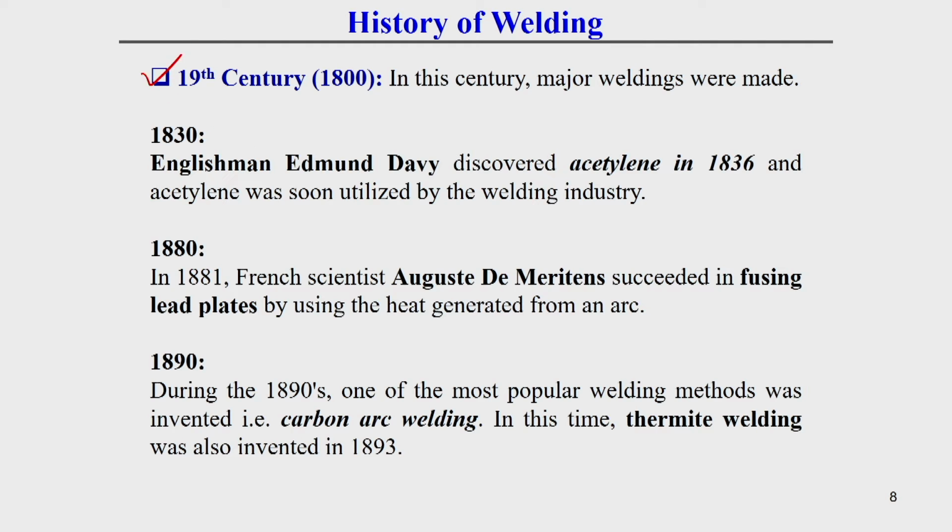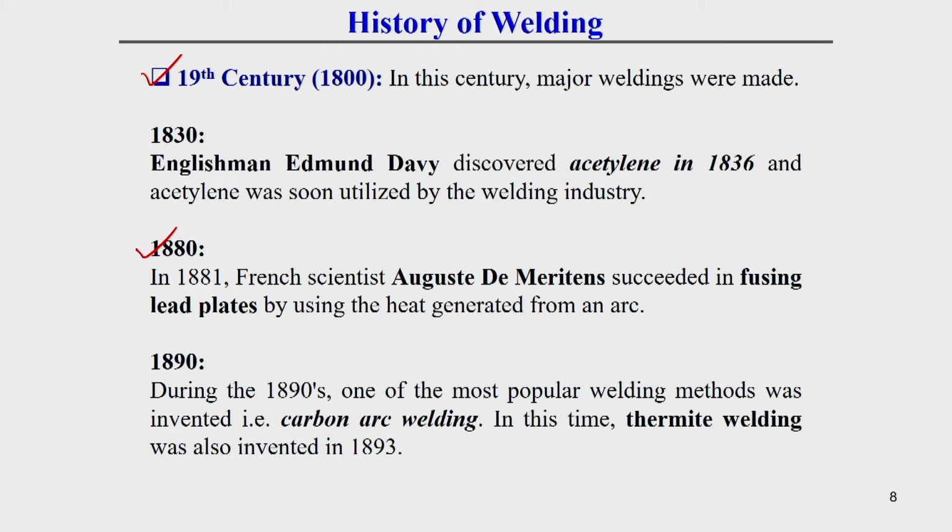In the 19th century, a lot of major welding techniques were developed. In 1830, Englishman Edmund Davy discovered acetylene, and soon after that acetylene was utilized by the welding industry. In 1880, that means after 50 years, another welding technique was developed by French scientist Auguste de Meritens in 1881. Auguste de Meritens succeeded in fusing lead plate using the heat generated from an arc. Soon after that, the application of the electric arc in the welding field gained significant interest, and a lot of different arc welding technologies were developed after 1880.